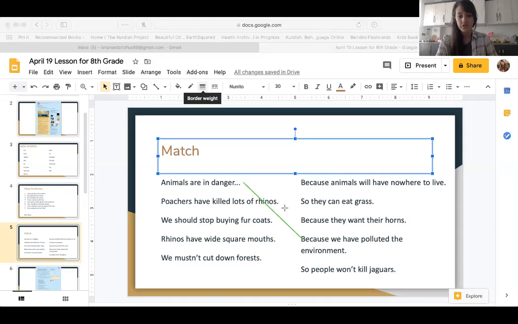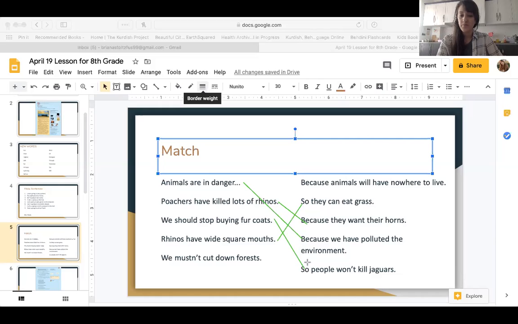Number 2, poachers have killed lots of rhinos. Why? Point to it. Because they want their horns. Number 3, we should stop buying fur coats. Why? So people won't kill jaguars. Number 4, rhinos have wide, square mouths. Why is this? So they can eat grass.